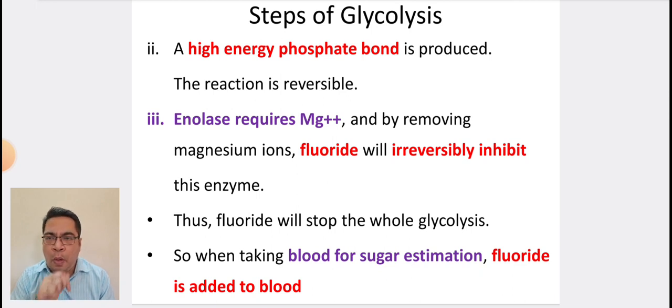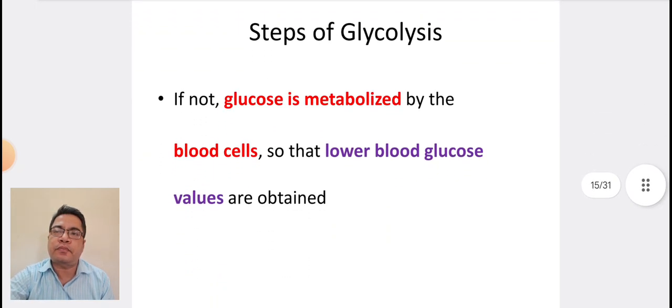The reaction is reversible. Enolase requires magnesium, and by removing magnesium ions, fluoride will irreversibly inhibit this enzyme. Thus, fluoride will stop the whole glycolysis. So, when taking blood for sugar estimation, fluoride is added to blood. And if not, then glucose is metabolized by the blood cells so that lower blood glucose values are obtained.